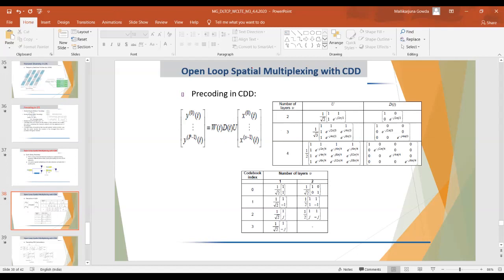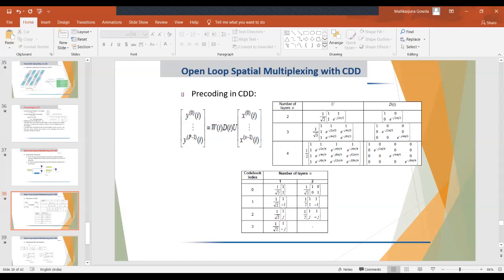This is with mathematical, this one. Right, so pre-coding in CDD, open loop spatial multiplexing with CDD. So this is the received signal vector, y to the power of 0 of I, I wrote there, right? So the y to the power of p minus 1 of I, so that means how many antenna ports are there? So W into DI.